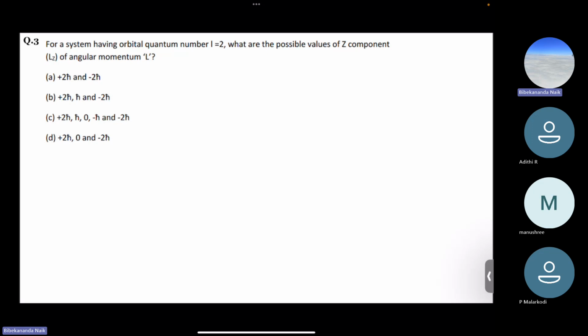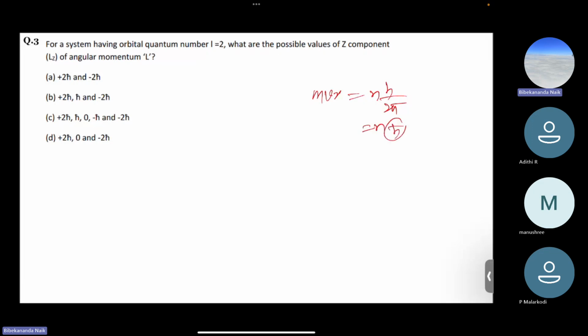If you talk about the quantization of angular momentum, I think in a few weeks we will be discussing the quantum mechanical treatment of the hydrogen atom. There we will see that the unit of angular momentum in quantum mechanics is taken as h cross, that is h by 2 pi. That's why we discussed in Bohr's theory that mvr equals n h by 2 pi, that is n h cross.